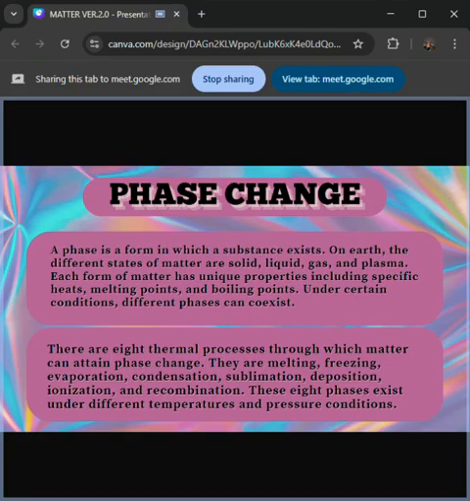On Earth, the different states of matter are solid, liquid, gas, and plasma. Each form of matter has unique properties, including specific heats, melting points, and boiling points. Under certain conditions, different phases can coexist. There are 8 thermal processes through which matter can attain phase change. They are melting, freezing, evaporation, condensation, sublimation, deposition, ionization, and recombination. These 8 phases exist under different temperatures and pressure conditions.